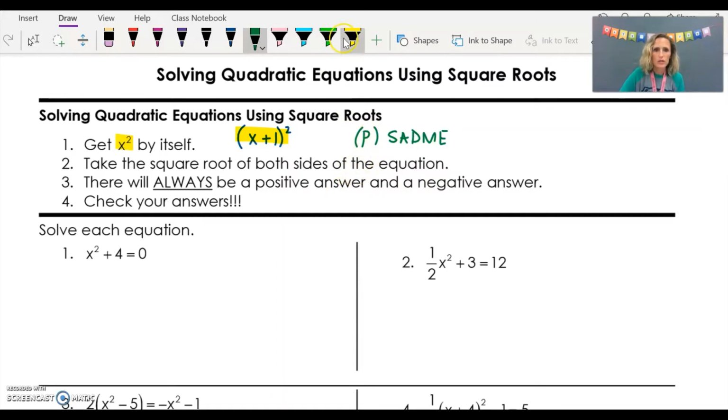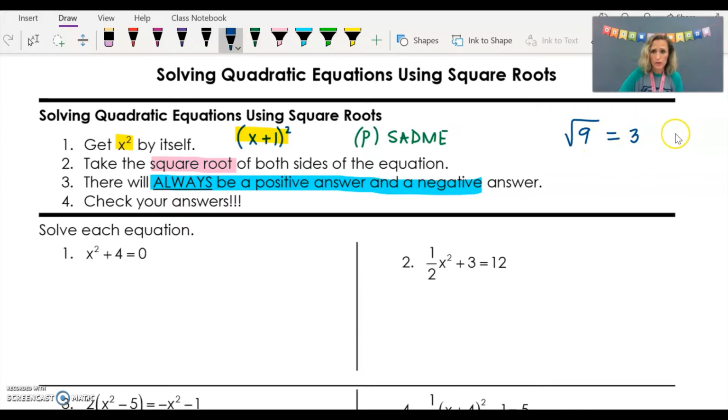After we isolate the squared part, we'll take the square root of both sides of the equation. When we do this, we'll have to put a plus or minus, and it says here, always there will be a positive and a negative answer. That's because when you take the square root of a number, for example, square root of 9, yes, 3 is the square root of 9. And the reason for that is because 3 times 3, or 3 squared, equals 9.